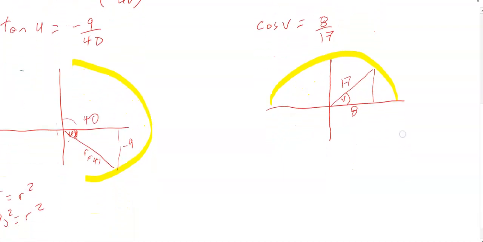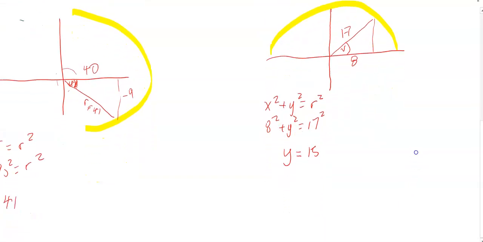So let's do x squared plus y squared is equal to r squared. And so we have 8 squared plus y squared is equal to 17 squared. We're trying to solve for y. When we solve, we get y is equal to 15. Those are positive. And so then what do we want to find?